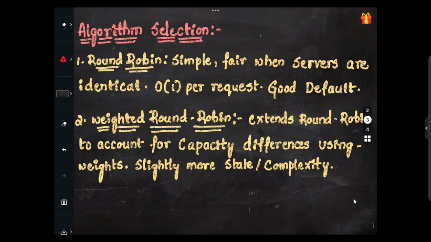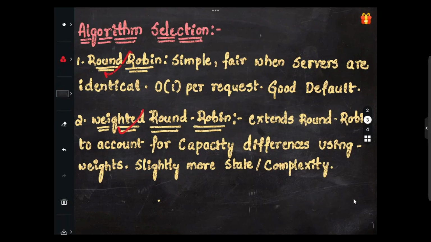Weighted round robin extends round robin to account for capacity differences using weights, with slightly more state and complexity. So this is about round robin as well as weighted round robin. We'll be going with round robin itself. Now, also least connections.